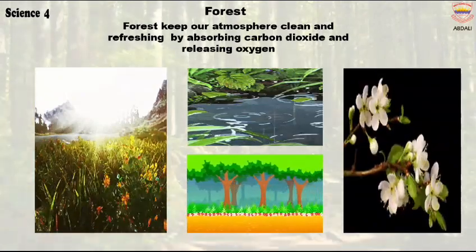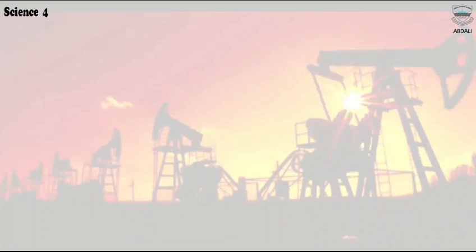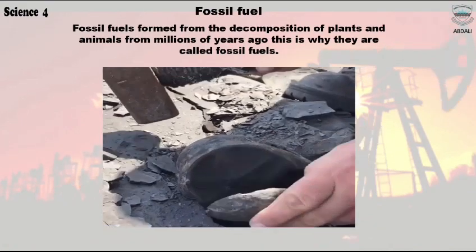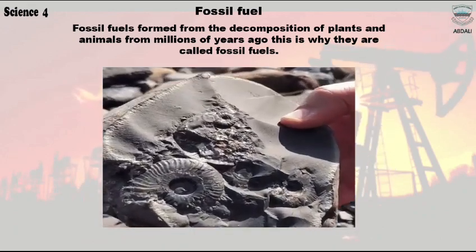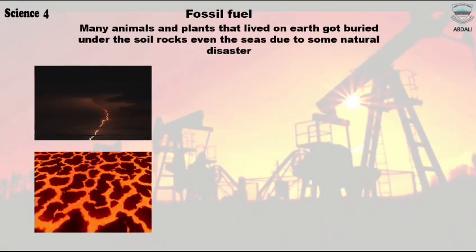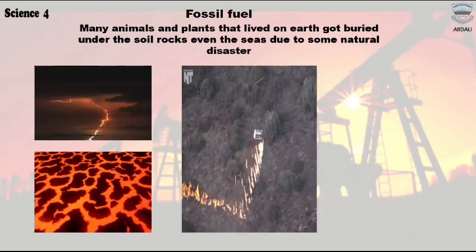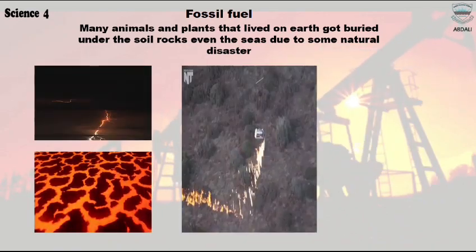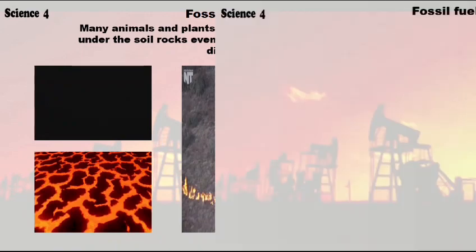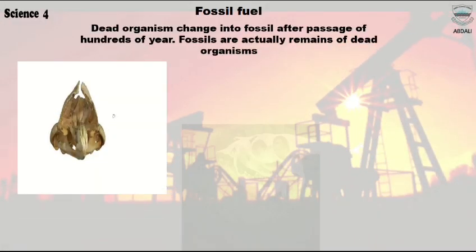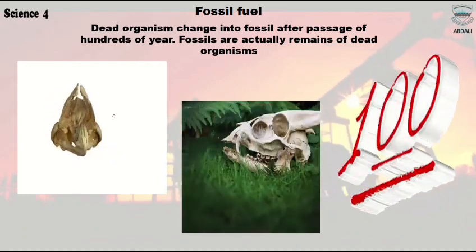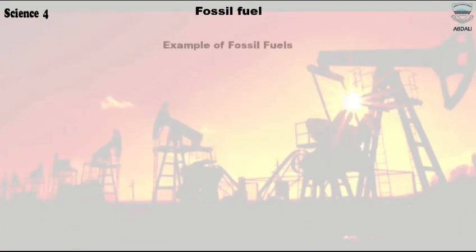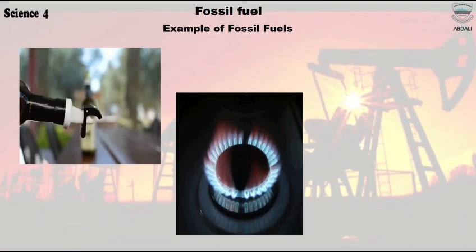Let's learn about fossil fuel. Fossil fuel formed from the decomposition of plants and animals from millions of years ago. This is why they are called fossil fuel. Many animals and plants that lived on Earth got buried under the soil, rocks, even the seas, due to some natural disaster. Dead organisms change into fossil fuel after the passage of hundreds of years. They are actually remains of dead organisms. Here are some examples of fossil fuels: oil, natural gas, coal.